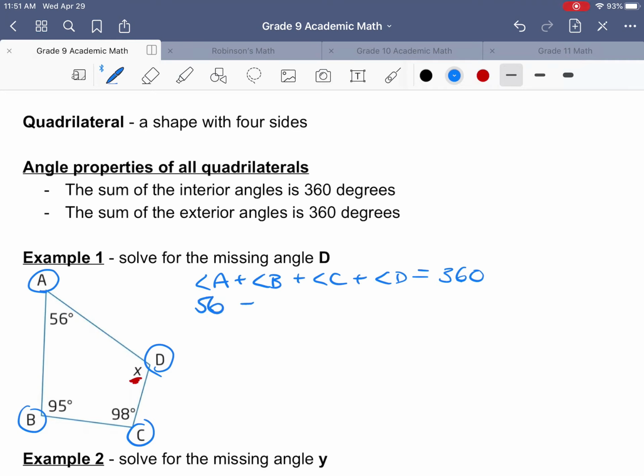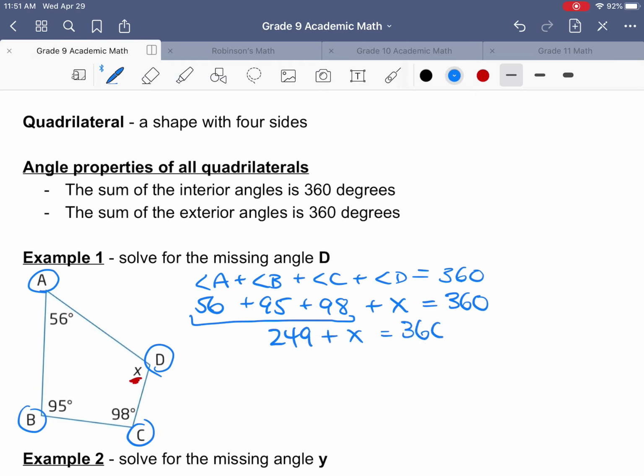So A is 56, B is 95, C is 98, and we don't know what angle D is, but we have an X there representing angle D. So now we need to add all of these numbers together, and we're going to get 249 plus X is equal to 360. We want X by itself, so we're going to subtract 249 from 360, and that's going to give us 111. So that tells us that angle D is 111 degrees.